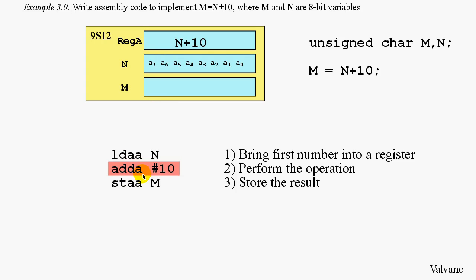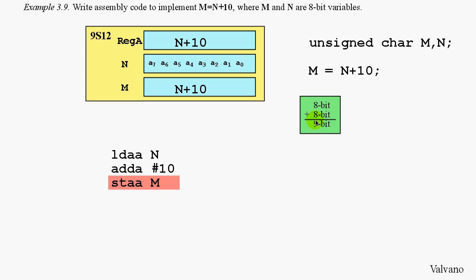The second step will be to add the constant 10 to the register A. When we choose the add A instruction, we're choosing register A again because it's 8 bits, but we did not specify whether the number was signed or unsigned. The add instruction in this case works for both signed and unsigned numbers. And the last step is to store the result into the variable m.